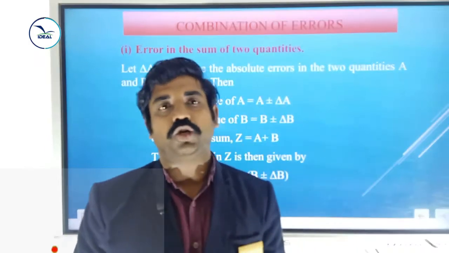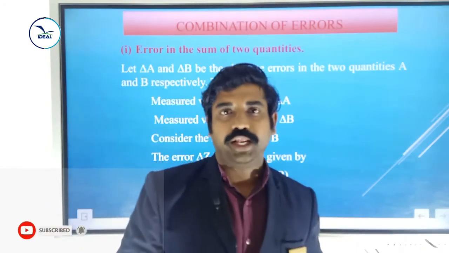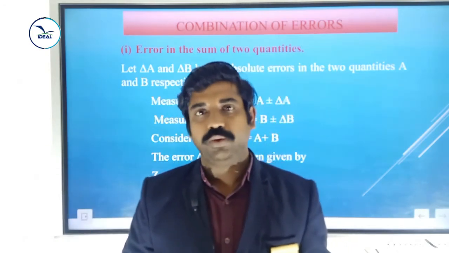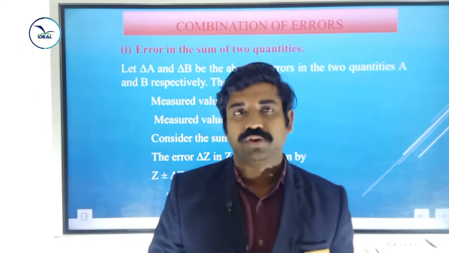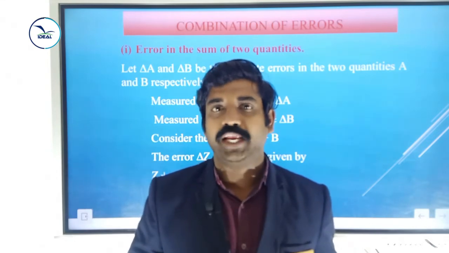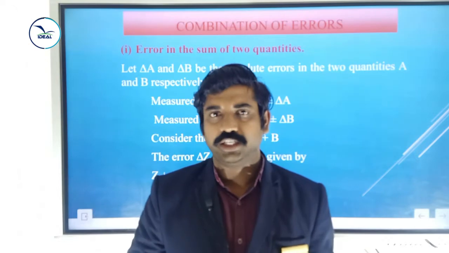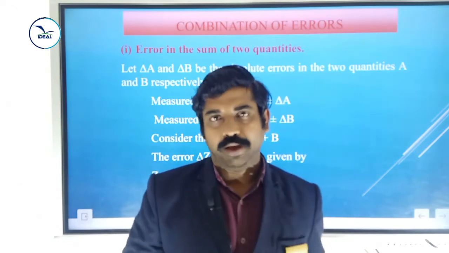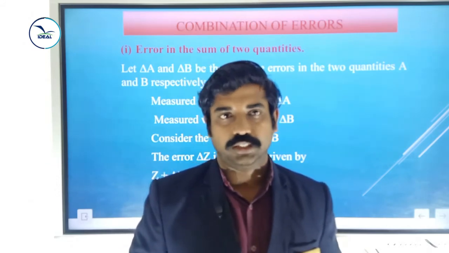Okay, our next topic, combination of errors. We already learned about absolute error, mean absolute error, relative error, percentage error, likewise. Now the combination of errors. What happens if we are combining two or three variables? Means in the case of addition, subtraction, multiplication, division, what happens to the error? That we are going to discuss.